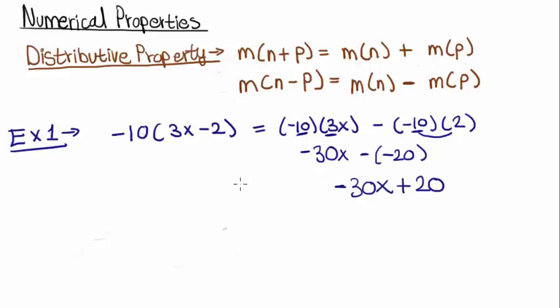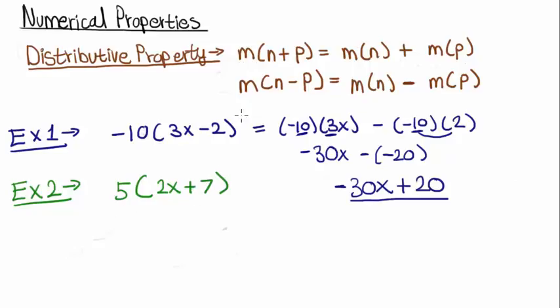My final answer of negative 10 times 3x minus 2 can be simplified as negative 30x plus 20. Now let's do one more example like this over here. Let's say I have something like 5 times the quantity of 2x plus 7. In this case, I can use the distributive property up over here to rewrite this variable expression like this over here.